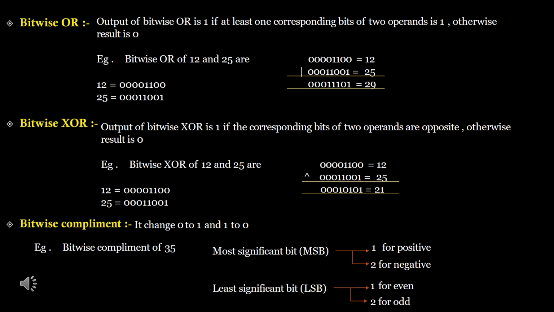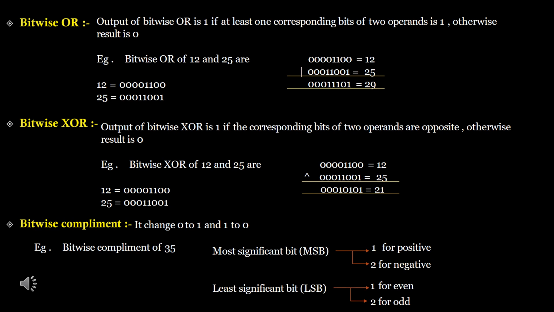Moving on to the XOR operator. This operator returns 1 if corresponding bits of the operands differ, and 0 if they are the same. For example, the XOR of 12 and 25 gives 21. Notice how this operator highlights differences between the bits.